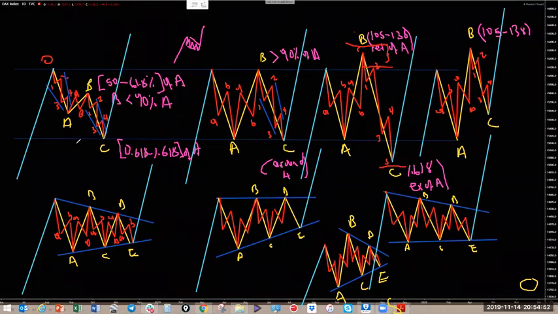Is this clear so far? Any questions with the levels? These are only the 5 corrections, and I'm saying 5 because the triangle is 1 correction. It's just the variations in terms of the outer structure. Okay, so I'm going to clear this.